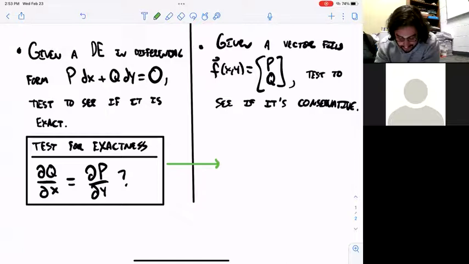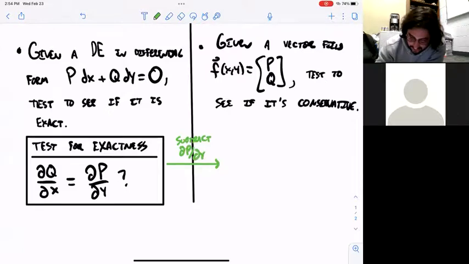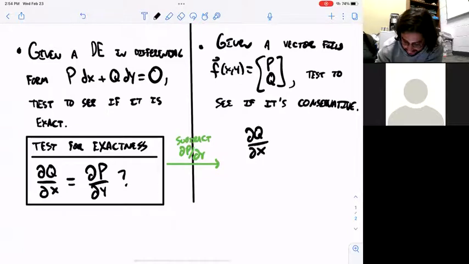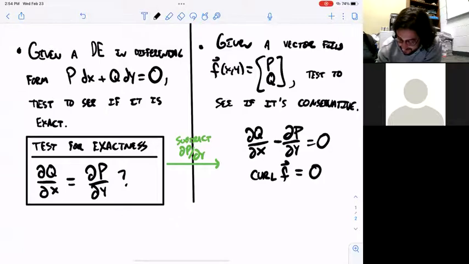What could you do to get over to a corresponding test to see if a vector field is conservative? Well, we'll take the test for exactness and just subtract dP/dy from both sides, right? And what do you get? You get that dQ/dx minus dP/dy equals 0, which is exactly the test for conservativity, right? This is curl. This is saying, is the curl of F equal to 0, right?